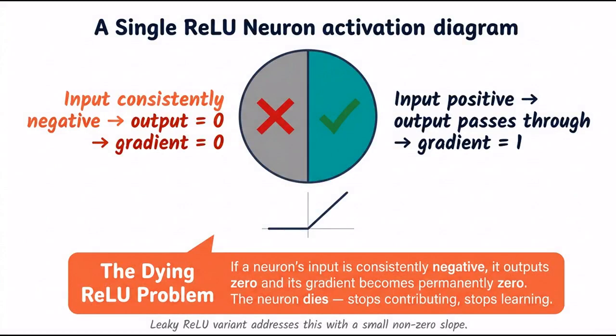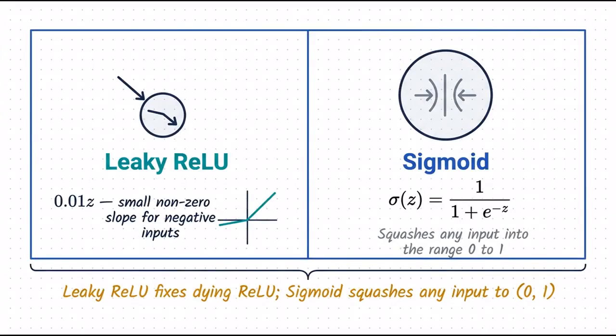Known limitation is dying ReLU. If a neuron's input is consistently negative, it always outputs 0, and its gradient becomes permanently 0 as well. The neuron is said to die. It stops contributing and stops learning. Variants like leaky ReLU address this by allowing a small, non-zero slope for negative inputs, for example 0.01 z.